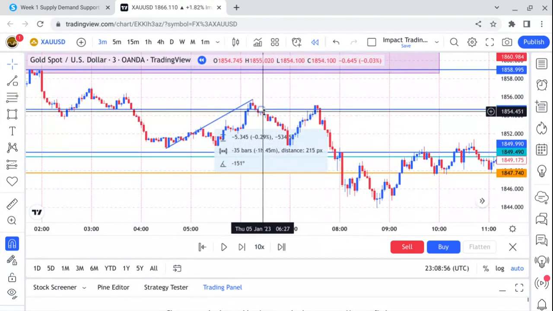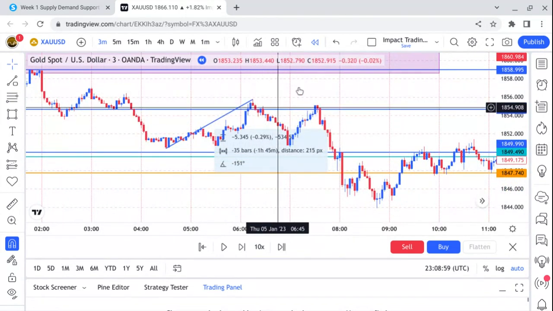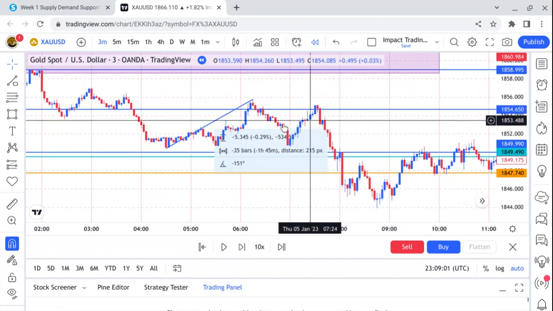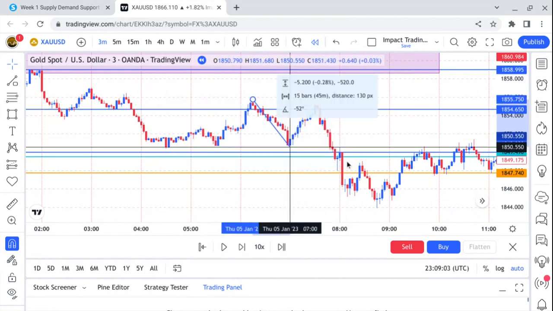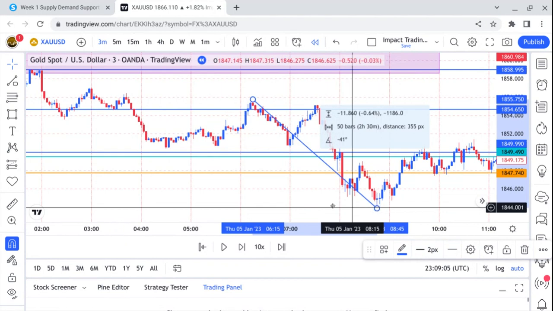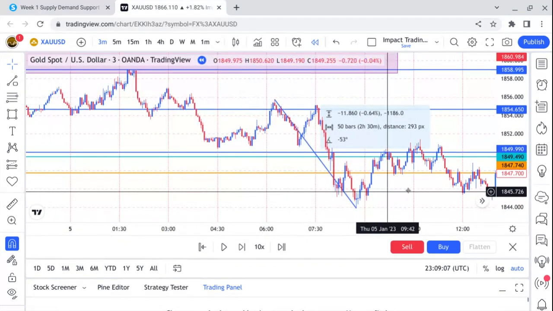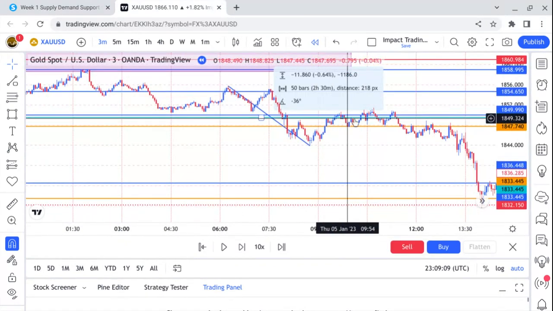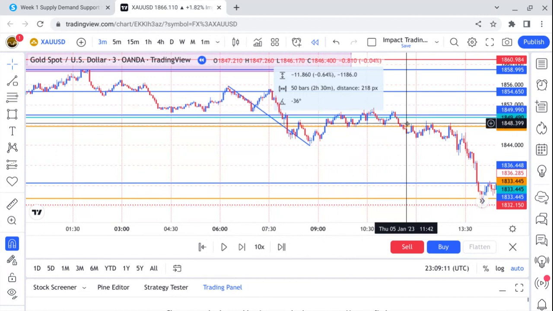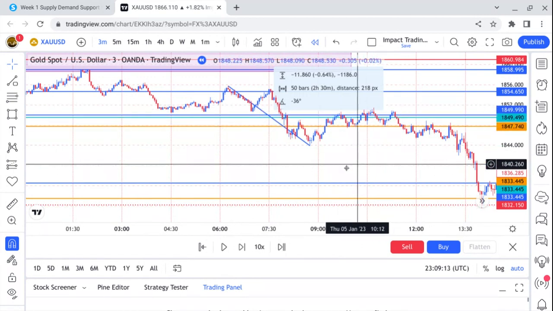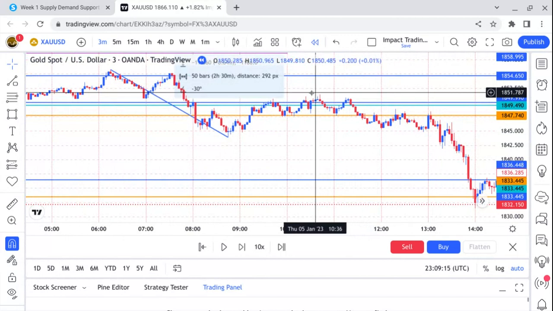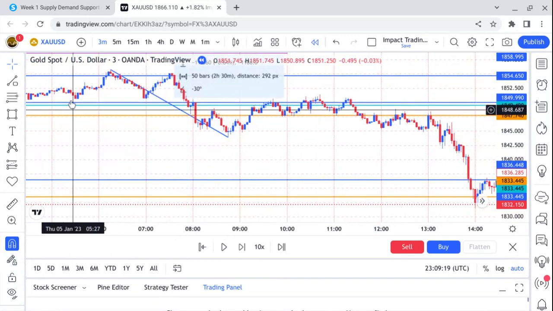We have a pin bar, a bar reversal at our supply demand support resistance area. Then we trade short. We have a consolidation, supply and demand support and resistance area. We have a pin bar. We can get in a trade short here.